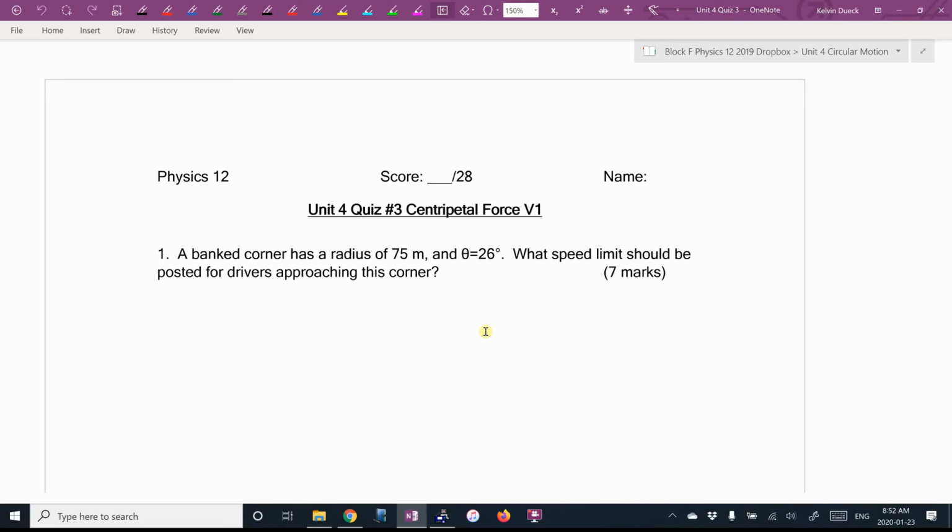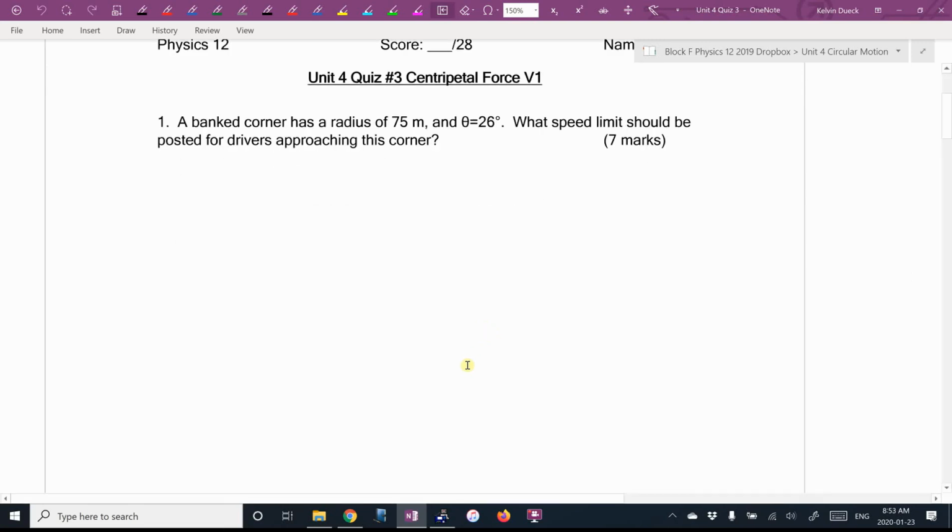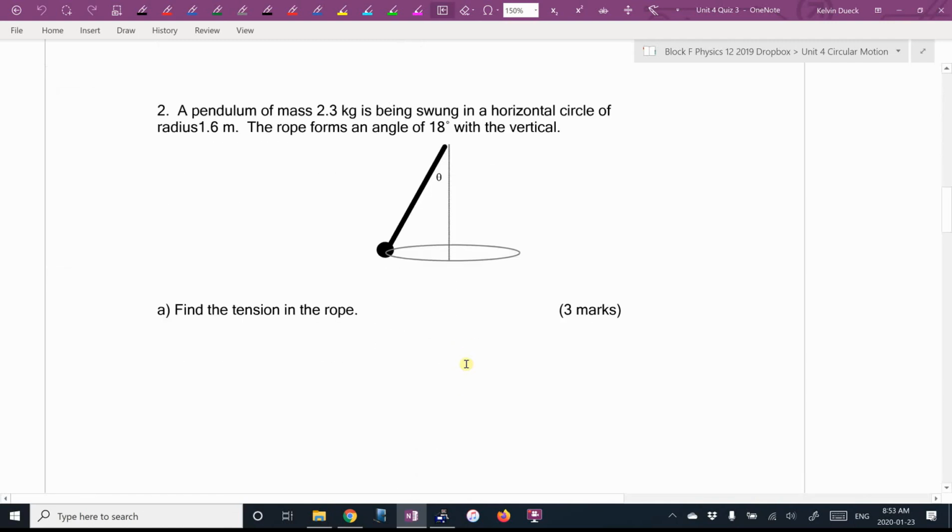But then I'm either going to put a banked corner, like number 1, or I'm going to put a conical pendulum, like number 2 on this quiz. I will not, however, ask you to find an angle theta. We did one banked corner question where we found the angle, and that's an interesting engineering challenge. You would say, oh, I know what radius I have to work with because of the landscape, and I know how fast I'd like the speed limit to be. What do I need to bank the corner at for safety? That's a nice engineering question, but I'm not going to do that.